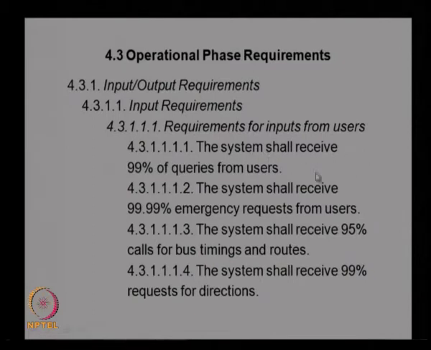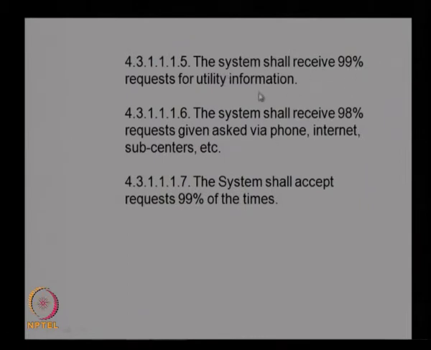We write: the system shall receive 99% of the queries from users. The system shall receive 99.99% of emergency requests from users. Then the system shall receive 95% of calls for bus timings and routes, and the system shall receive 99% of requests for directions. So these are all what we identified in the specific requirements, and we are writing them in a systematic way in the ORD. Same way, the system shall receive 99% of requests for utility information. The system shall receive 98% of requests given by phone, internet or subcenters, and the system shall accept requests 99% of the times.